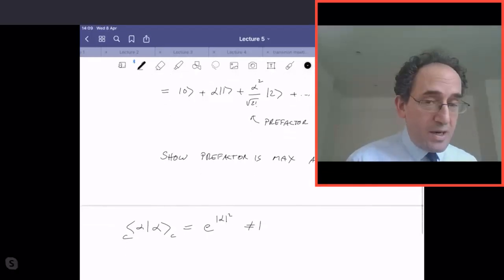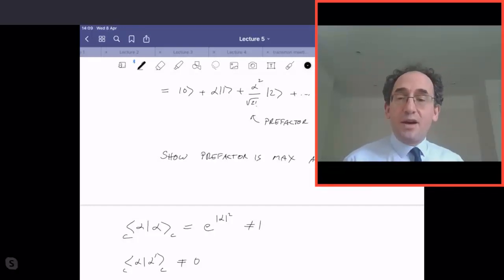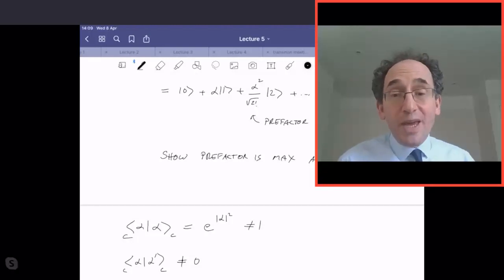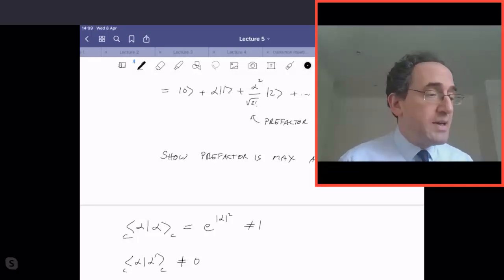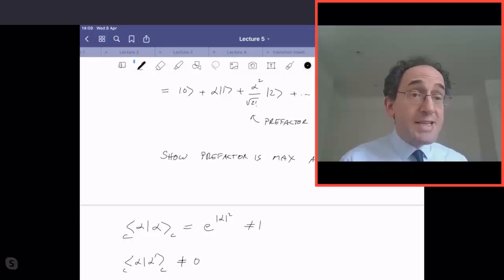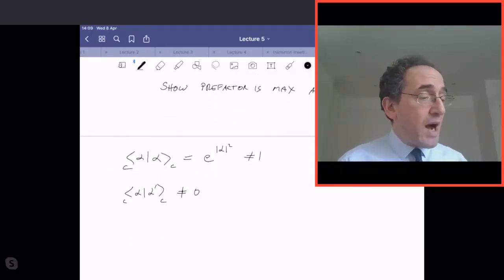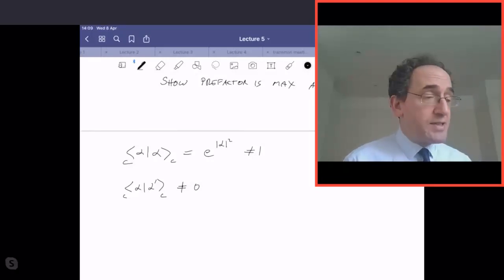And furthermore, the overlap of alpha prime with alpha coherent states is generally not 0. Different coherent states are generally not orthogonal to each other. So it's an inconvenient basis for certain calculations because it's neither normalized nor is it an orthogonal set. Nonetheless, it's convenient for some other reasons. So let's try to find out why the coherent states are useful.